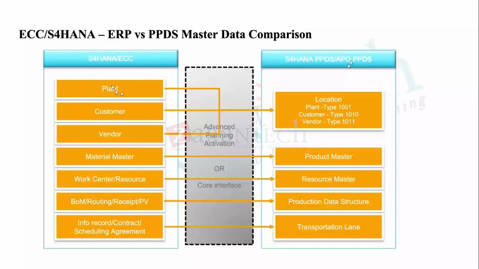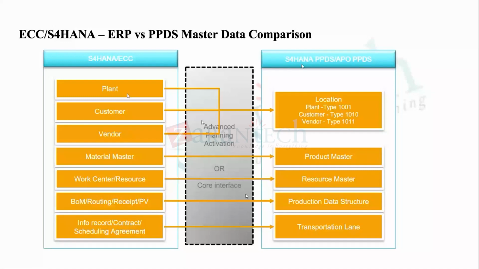When it comes to APO based PPDS, you have a core interface, SIF, that you must be aware of. You generate, activate, and do all those things with the integration models. But when it comes to PPDS on S4HANA, embedded PPDS, it is just done by setting up some advanced planning activation. So let's see that.